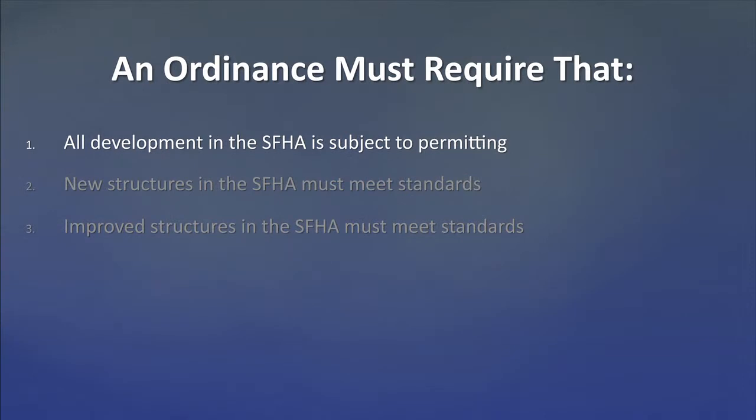An acceptable ordinance must require, at a minimum, that all development in the SFHA is subject to a permitting process. New structures in the special flood hazard area must meet standards that address anchoring, elevation, construction materials and methods, building design, utilities installation, and other structural matters, and existing structures in the special flood hazard area that are substantially improved or are repaired after suffering substantial damage must be brought into compliance with standards for new construction.